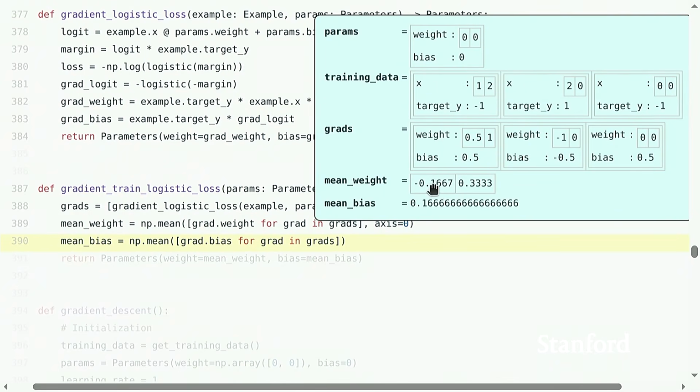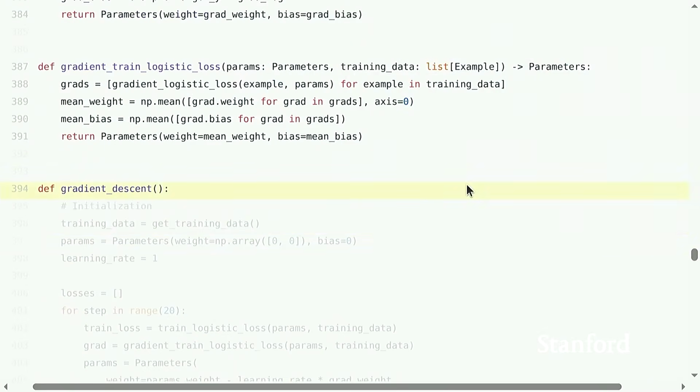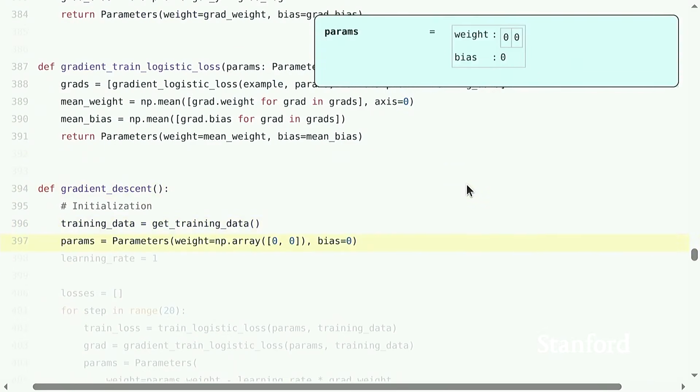And so I basically average the weights, average the biases, and this is the gradient. All right. So now it's not 0. I can do gradient descent. So let's just run this.